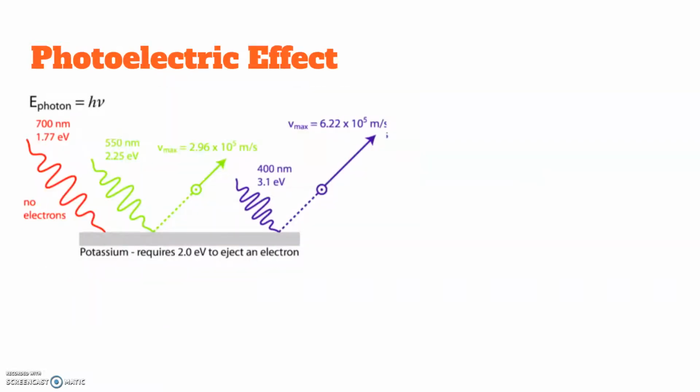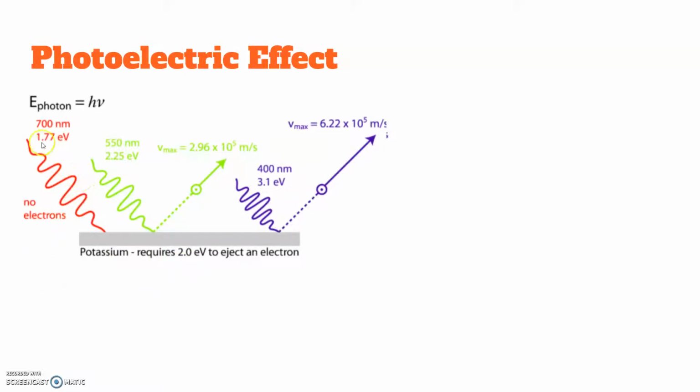To describe light as a particle, we can look at the photoelectric effect. The photoelectric effect can be observed by shining a light on a metal surface and observing an electric current. A light particle, a photon of a specific energy, hits a metal, and that metal might require a certain amount of energy to eject an electron. In this case, we're seeing the metal potassium, and it requires 2 electron volts to eject an electron.